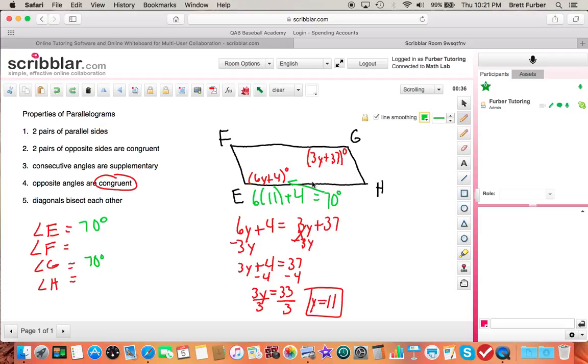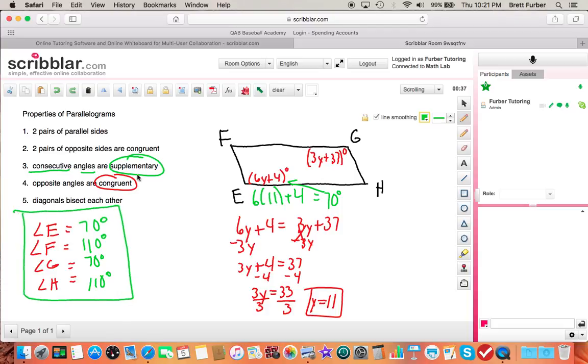Well, F and H are opposite of each other, but they are consecutive angles with E and G. And as we know from this, consecutive angles are supplementary, or they add up to 180. So if angle E is 70, then angle F is going to have to be 110, because 110 plus 70 equals 180. And that also makes H 110, because opposite angles are congruent. So there you have the angle measurement.